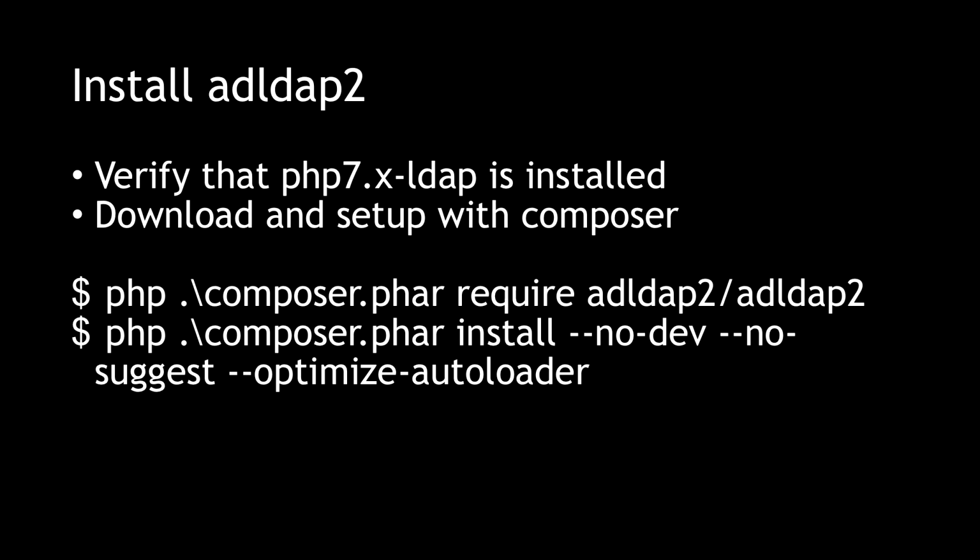The next thing to check is that the PHP 7 LDAP module is installed and enabled. You can check that in the Show System Status page by clicking Extended PHP Info and checking that the LDAP support is enabled under the LDAP heading. If it is, then it's time to download and set up AD LDAP 2. Run those two commands after you've installed Composer and cd'd into your MunkiReport PHP folder, and it'll download and set up the AD LDAP 2 package into MunkiReport for you.